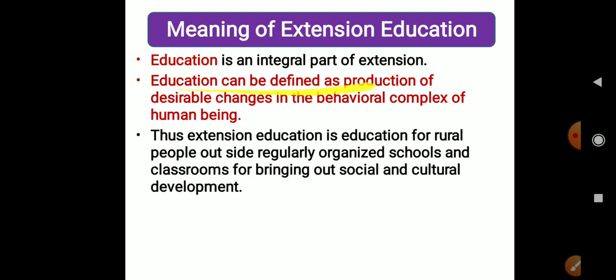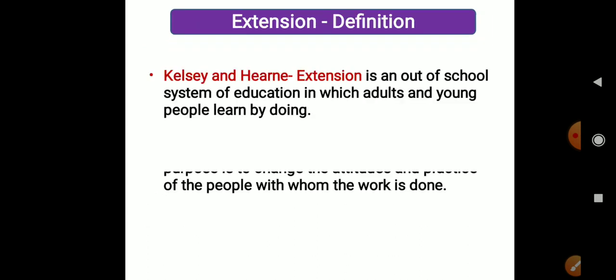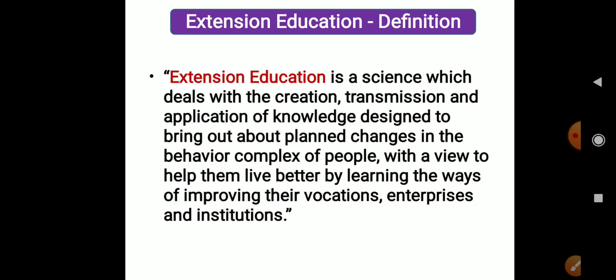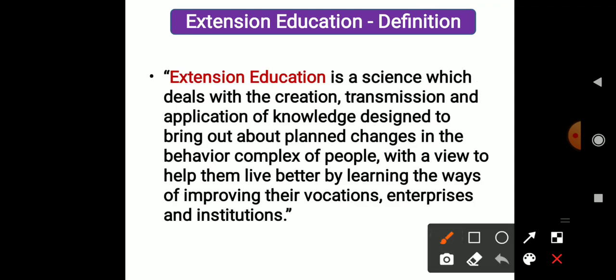The definition of education: production of desirable changes in the behavior complex of human beings. The same part is here in the extension definition. Here you can see, designed to bring about planned change in the behavior complex of people. Now what is the view? What is the purpose? To help them. Them means these people, them means the farmer. To help them live better. How will their living be better?